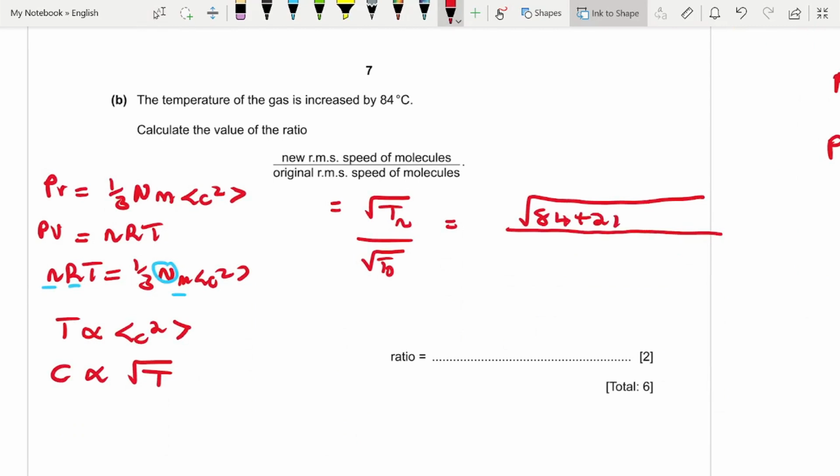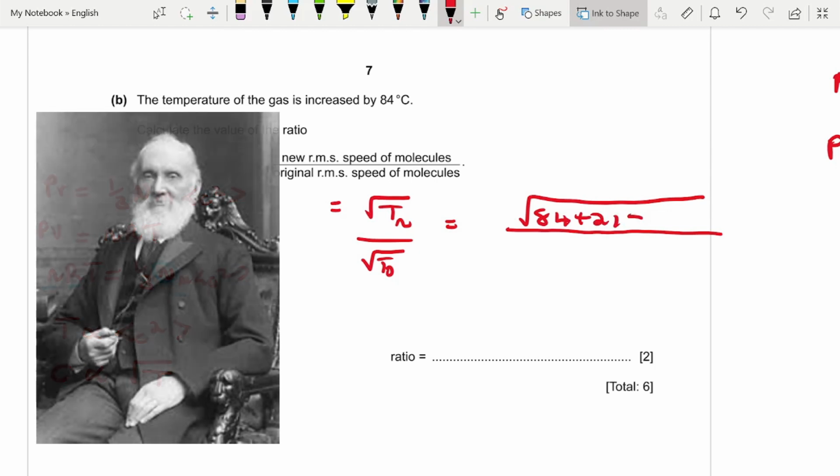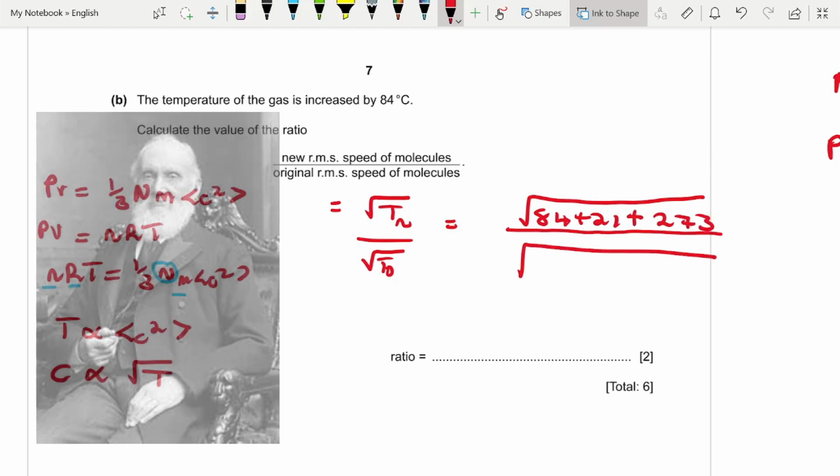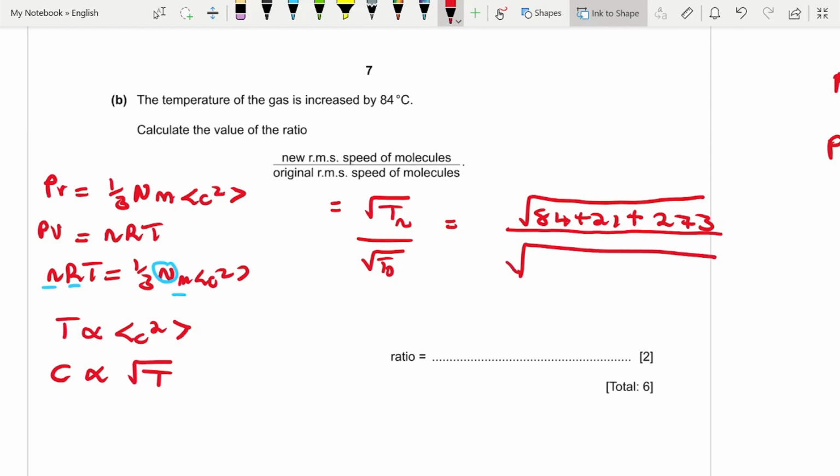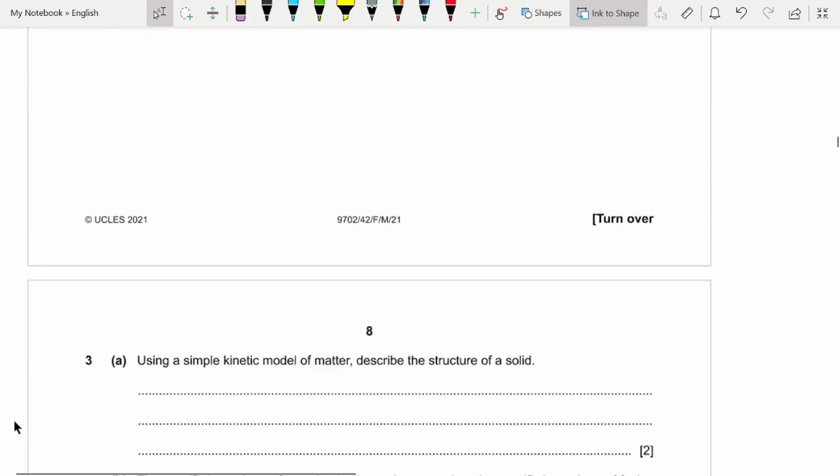You want to convert it to kelvins, right? Remember, do not upset Lord Kelvin, right? He's going to kill you if you don't put him over there. Okay. And then on the denominator, we have the old temperature, which was 21 plus 273, right? Punch that all in your calculator and you get 1.1. Okay. Move on to the next question.